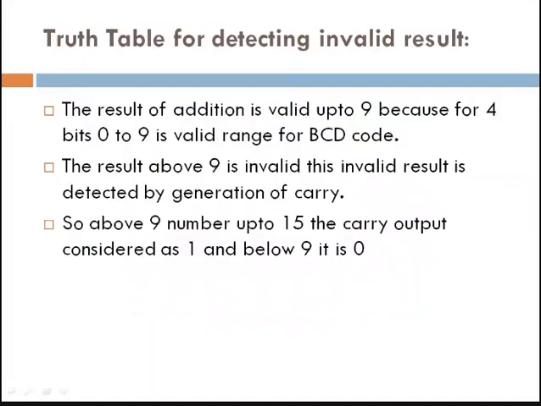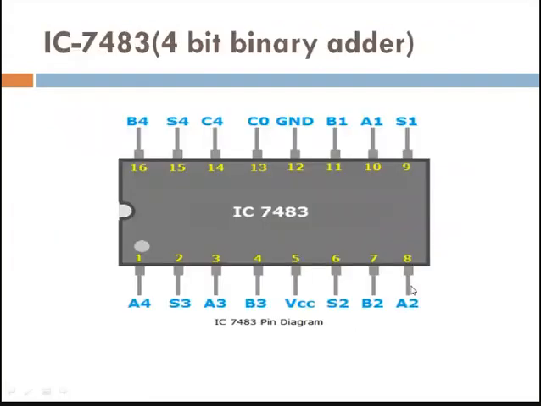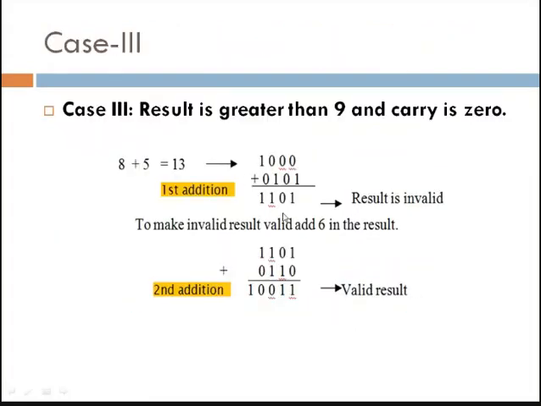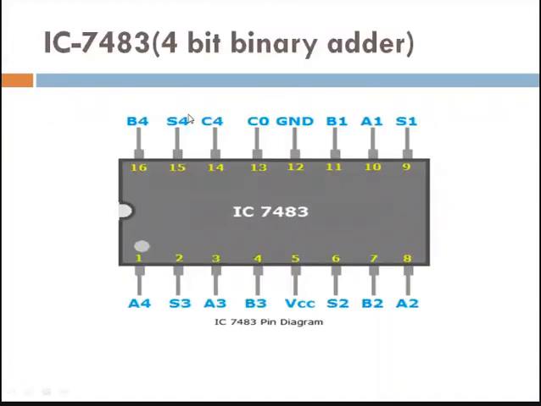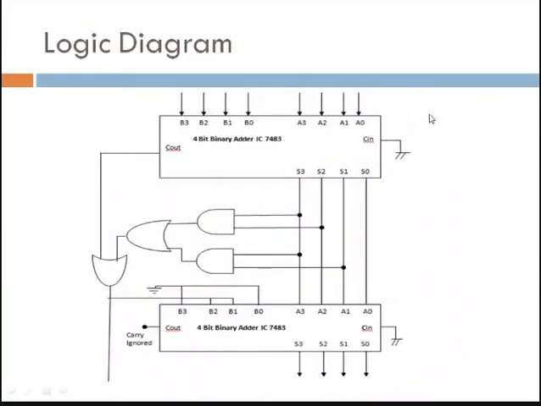Now here is the truth table for detecting the invalid results. Suppose we are considering this case, when we are performing the second addition, in case 2 and case 3. Normally, if you get a valid result here, there is no need to perform the second addition. So while designing the circuit diagram, the next part is that you have to design the circuit diagram. In that circuit diagram, what do we have to consider?